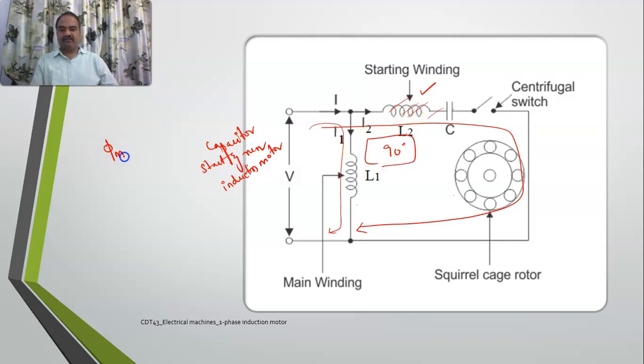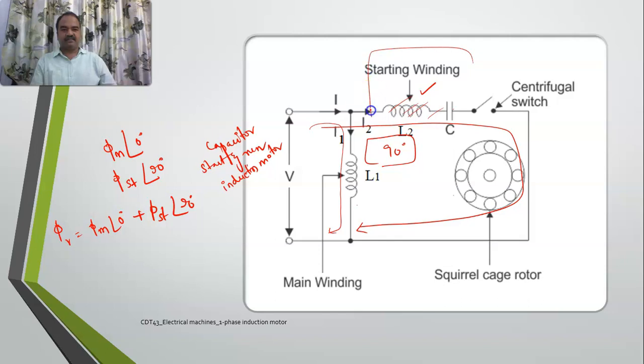This is phi m, which I'll assume as 0. This is the secondary winding, the starting winding, which is at 90 degrees. Now the resultant flux is a combination of phi m at an angle of 0. Because of that, there will be a little bit of motion, and because of that motion, your rotor starts moving. So here I am using this starting winding with the help of a capacitor.